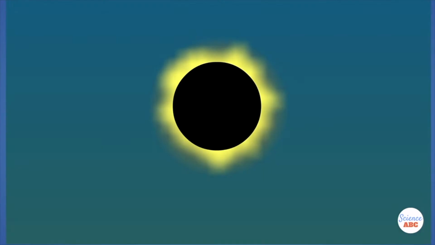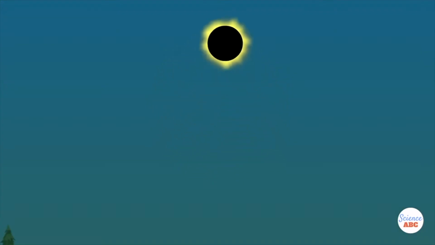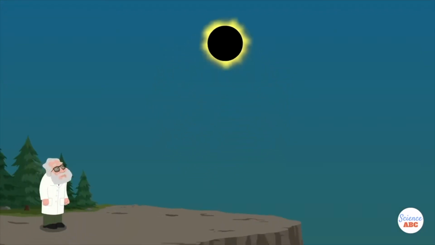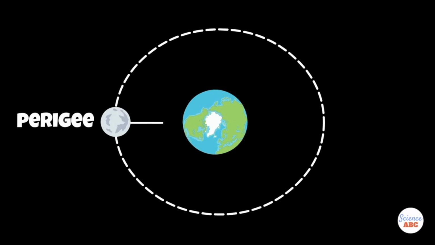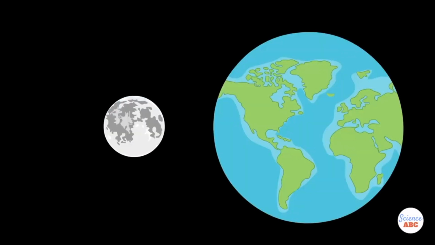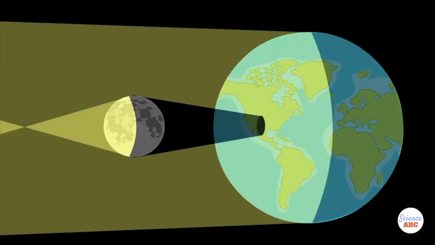This is the most spectacular of all eclipses because, during a total solar eclipse, the entire sun is completely blocked out by the moon. This can only happen when the moon is near perigee, the point of the moon's orbit when it is closest to the Earth. You can only see a total solar eclipse if you're standing within the umbral shadow.